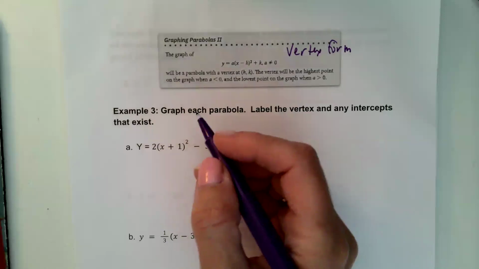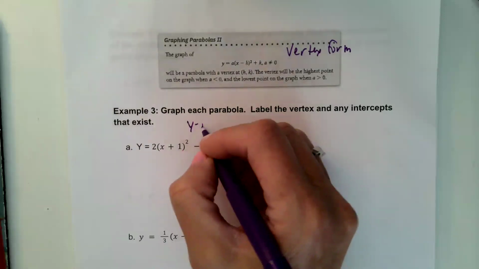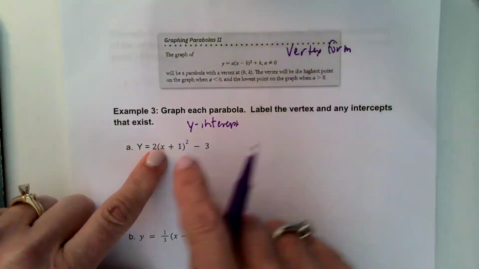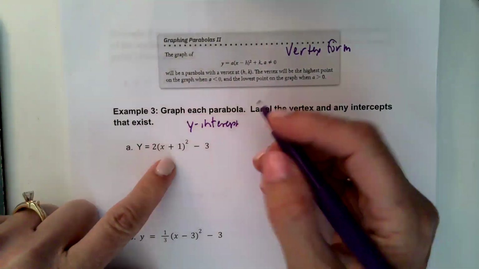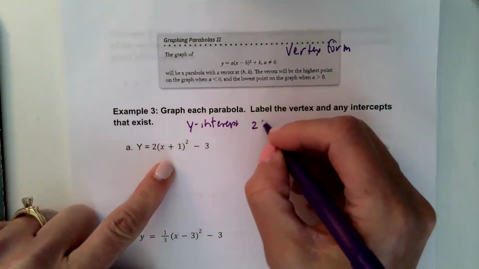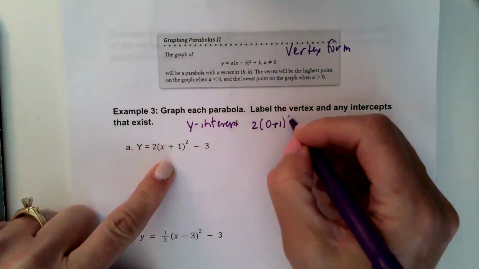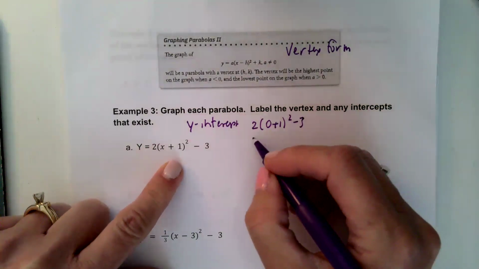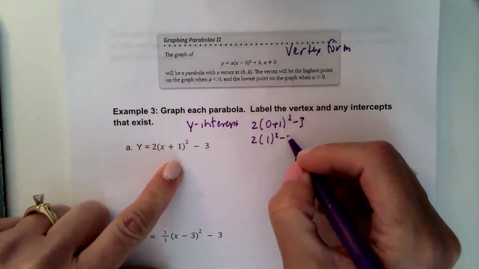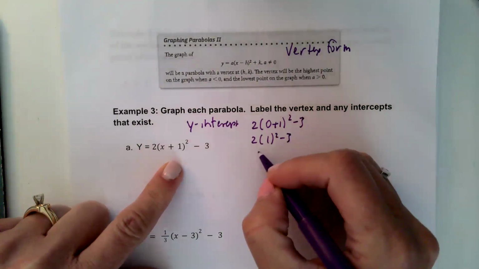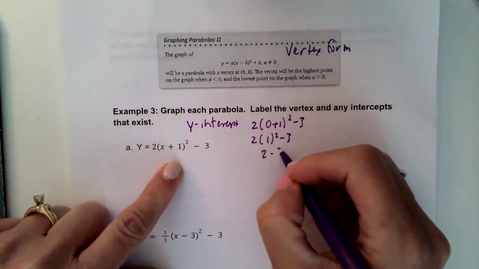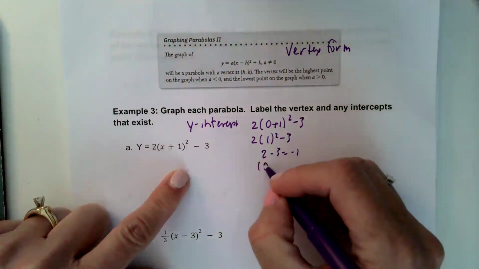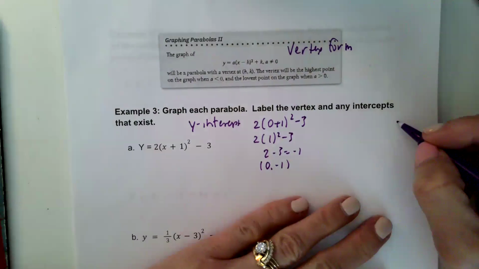So the y-intercept is a little bit trickier to find too when it's in this format, because this isn't just going to go to 0 now. So my y-intercept here is going to be 2 times 0 plus 1 squared minus 3, because I'm still putting 0 in for x. So 2 times 1 squared minus 3 is 2 times 1 is 2 minus 3 is negative 1. So my y-intercept is at (0, negative 1).